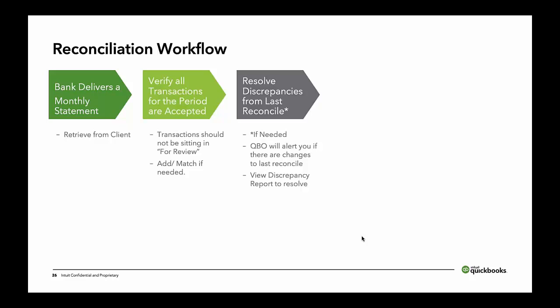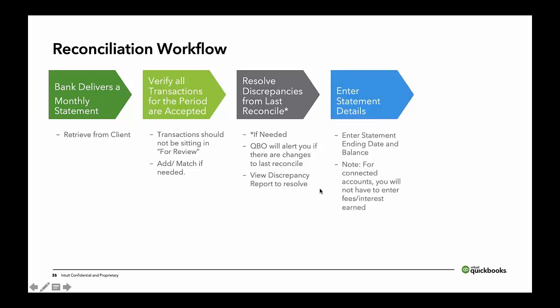Resolve any discrepancies from the last reconciliation. When we go into the reconcile page, it will flag and alert us if there have been changes to that bank account since the last time we reconciled, and I'll show you what that looks like as well. We'll stage up a discrepancy report to resolve those. Then enter the statement details: statement ending date and the balance. For bank accounts that we've connected, you don't have to enter fees and interest earned. I know everybody's in the habit of doing that, but if we connected to the bank account, those transactions came in through the bank feed, and you probably already added or matched them from there. So we don't have to key that in manually.